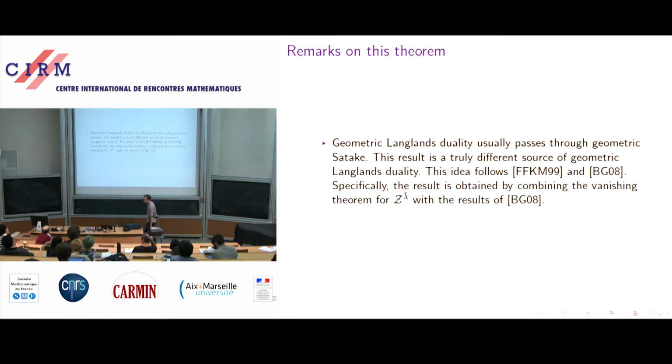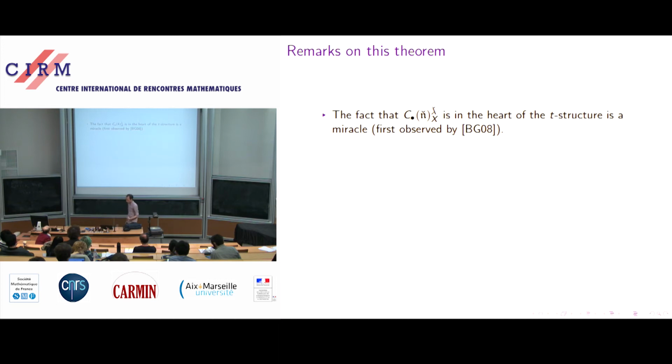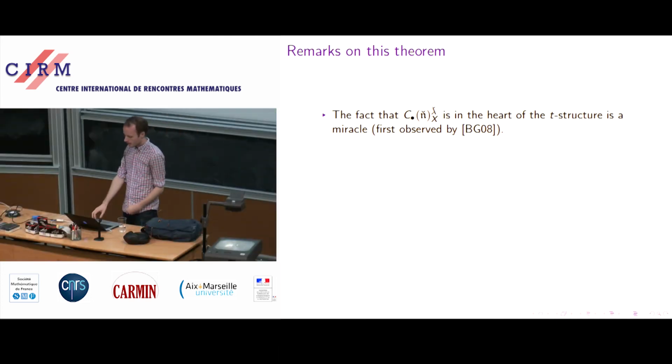So the way that this result works, I claim, is that this Braverman-Gaitsgory paper was following the Feigin, Finkelberg, Kuznetsov, Mirkovic paper. Essentially the second result, the interesting one about the Chevalley complex, follows by combining results of Braverman-Gaitsgory with this vanishing theorem for the intersection cohomology sheaf. Moreover, this observation that this thing is actually in the heart of the t-structure, that it's a D-module, was already observed by Braverman and Gaitsgory, but it's quite a miracle.